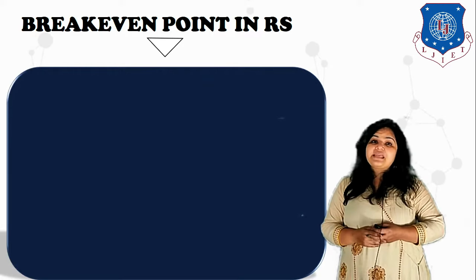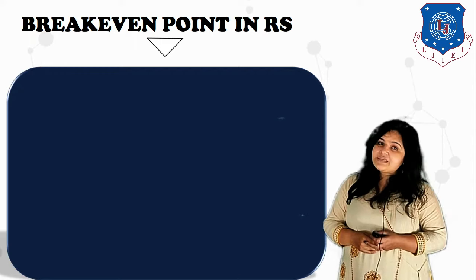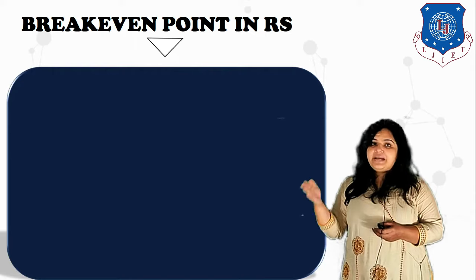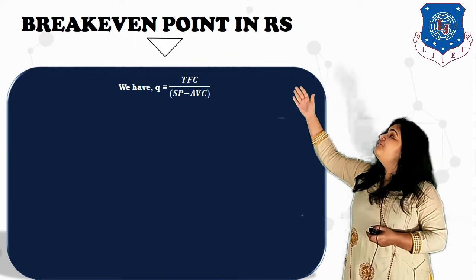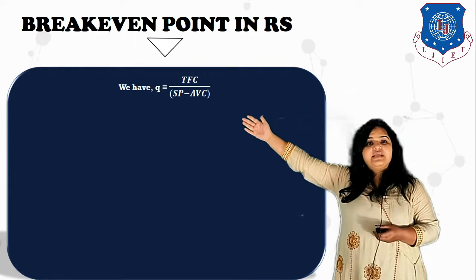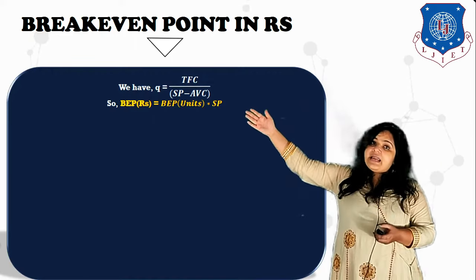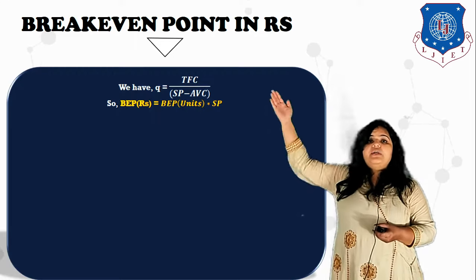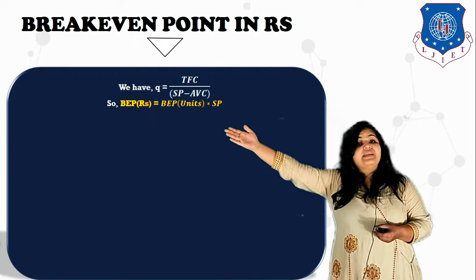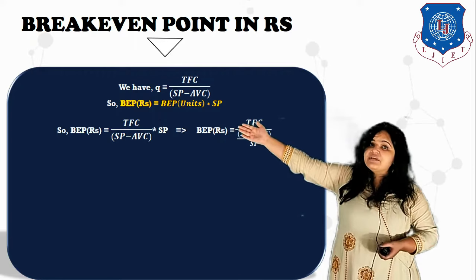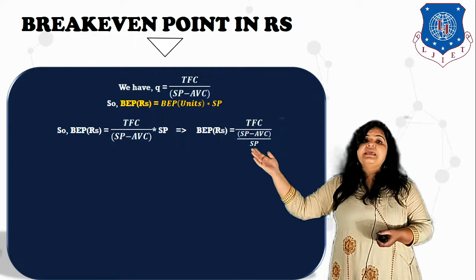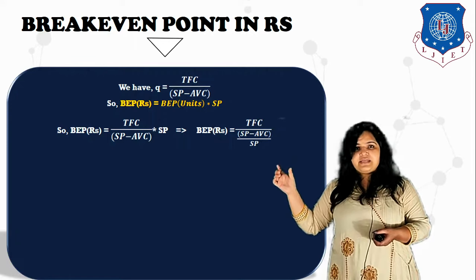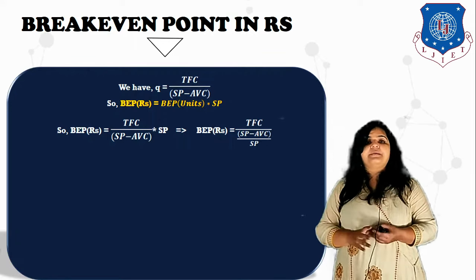Can I say that break-even point in terms of rupees is Q multiplied by SP? But at break-even, we got Q is equal to TFC upon SP minus AVC, and as I told you, BEP in rupees is equal to Q into SP or BEP in units into SP. We will have thus BEP in rupees is equal to TFC upon SP minus AVC multiplied by SP.